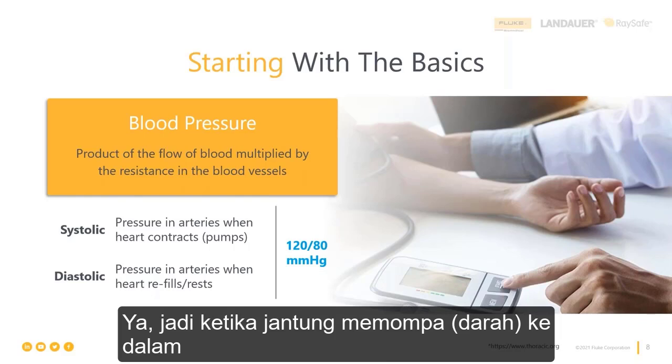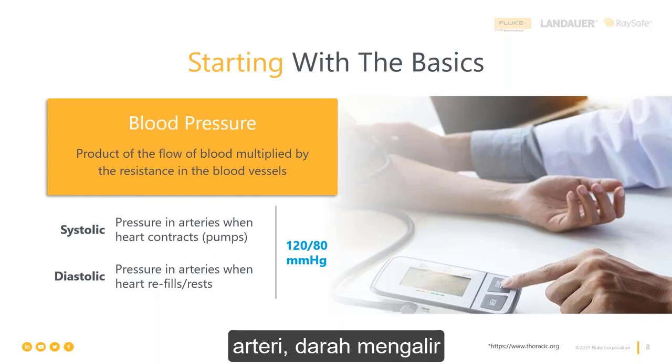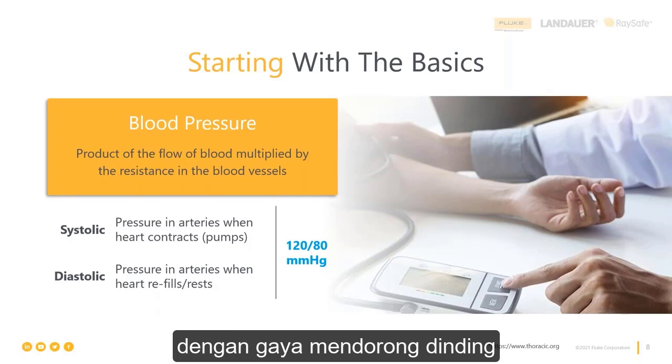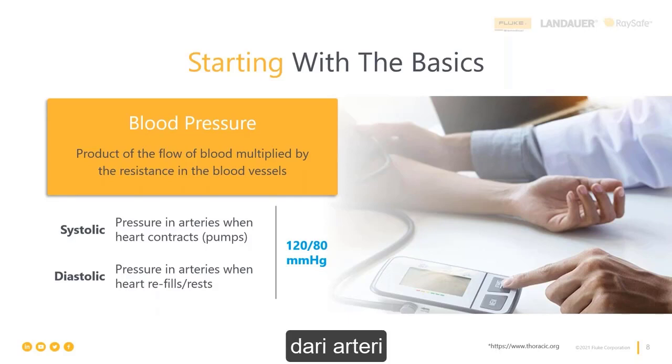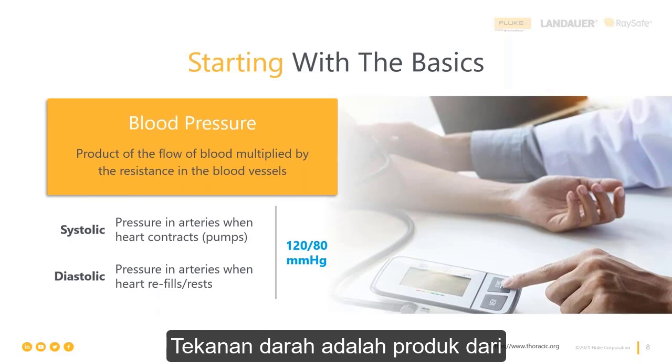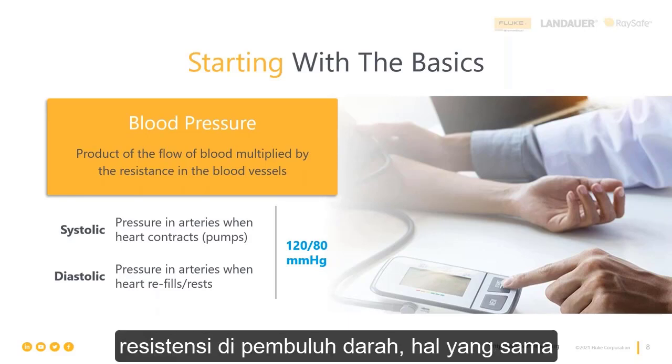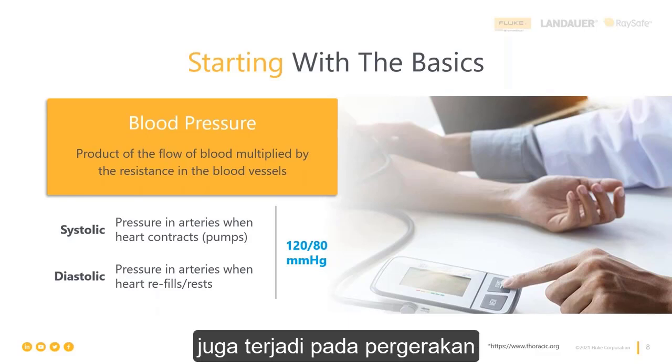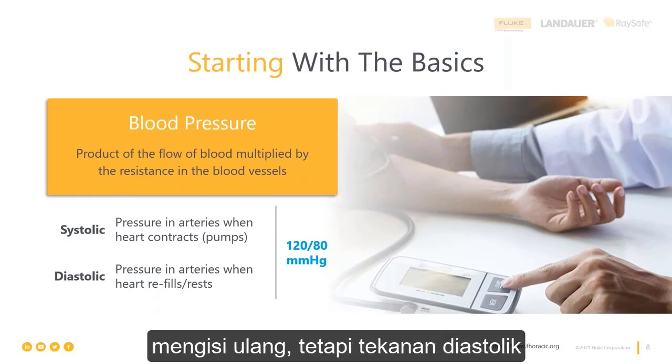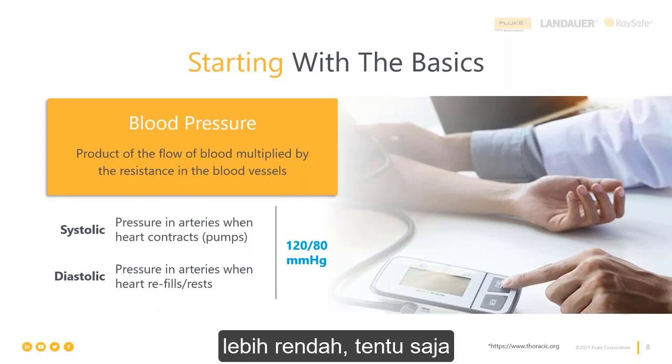Yes, so when the heart pumps in the arteries, the blood flows with a force pushing against the walls of the arteries, and the blood pressure is the product of the flow of the blood times the resistance in the blood vessels. The same occurs in the diastolic phase, where the heart is refilling, but the diastolic pressure is, of course, lower. All right, thanks.